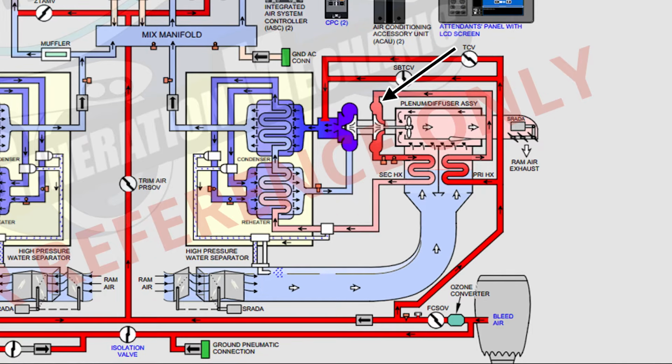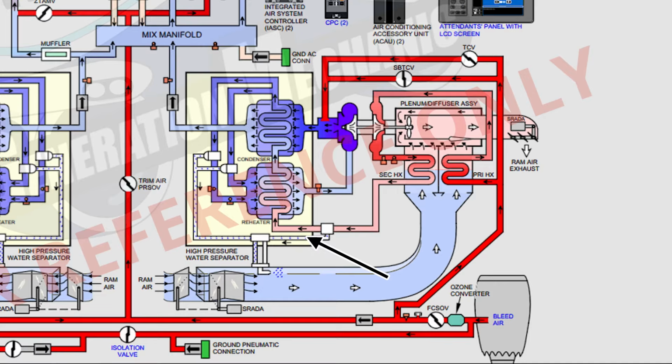Cooler bleed air then goes to the compressor section of the air cycle machine and is sent through a second heat exchanger to cool down the bleed air more. Then the air is sent through the high pressure water separator, where the water vapor is changed into a liquid for the water extractors to remove the water in the bleed air.